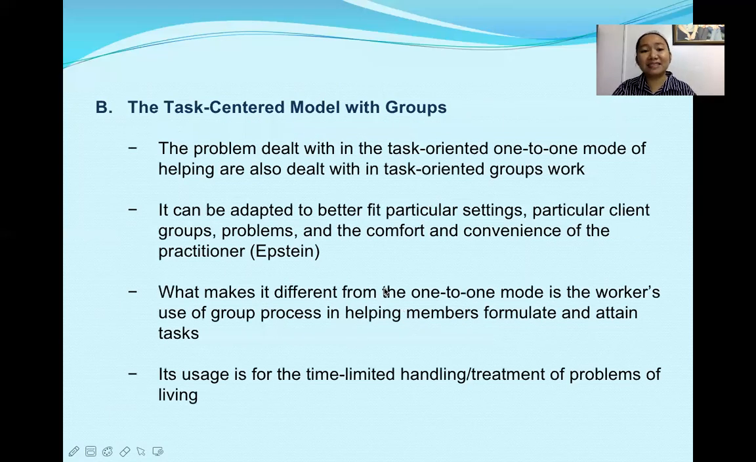And we also have task-centered model for groups, which, as the name suggests, would be focused on gathering people to be part of the group so that they get to accomplish something. And this is usually time limited. That's why it is more focused on a particular task.